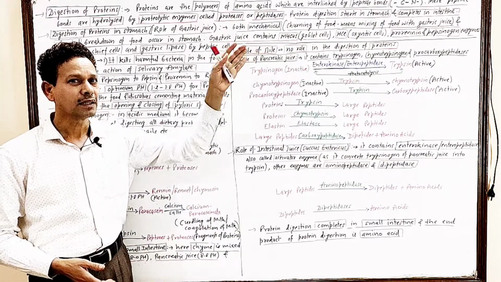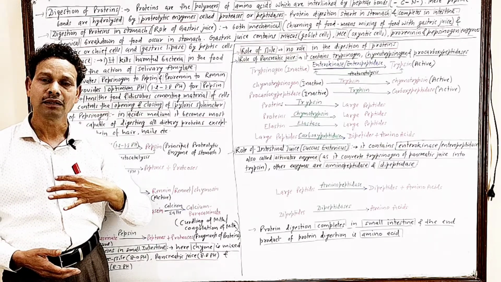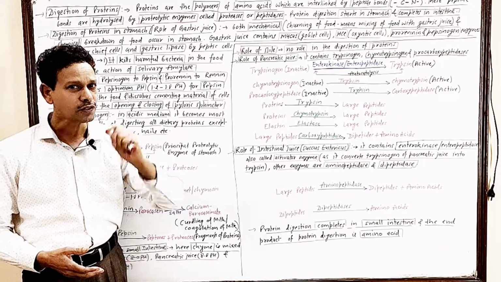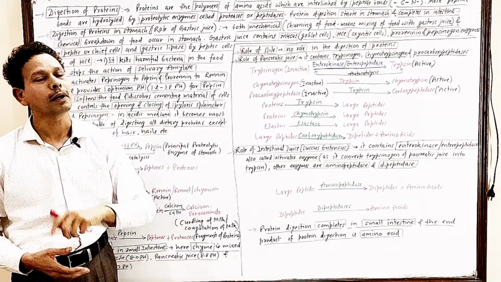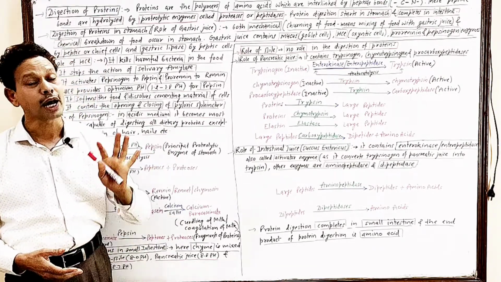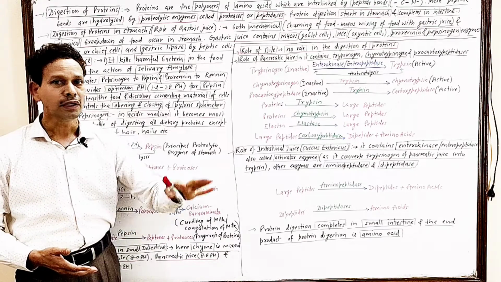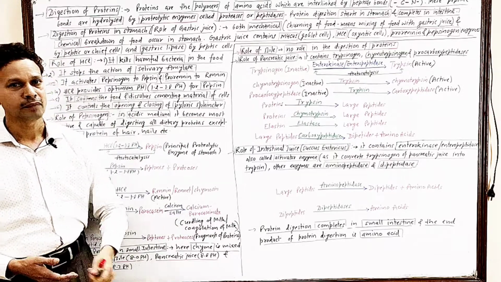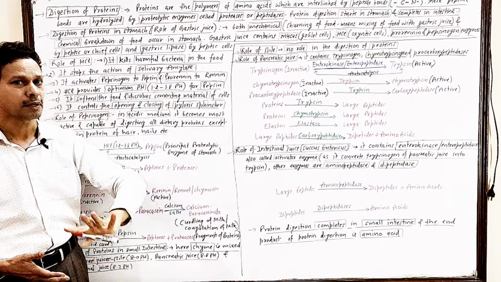Dear students, digestion of proteins starts in stomach and it completes in small intestine. As in case of man, our saliva, in our oral cavity, buccal cavity, doesn't contain any enzyme for digestion of proteins. We said, digestion of proteins starts in stomach. First of all, we will discuss digestion of proteins in stomach.